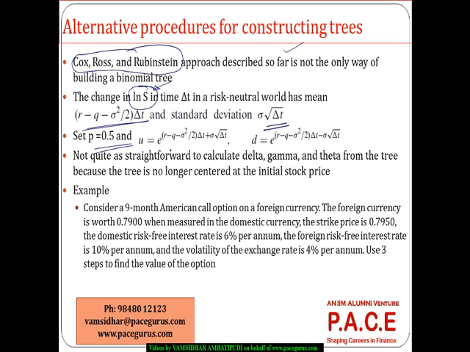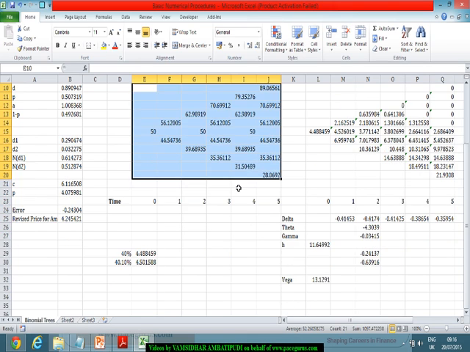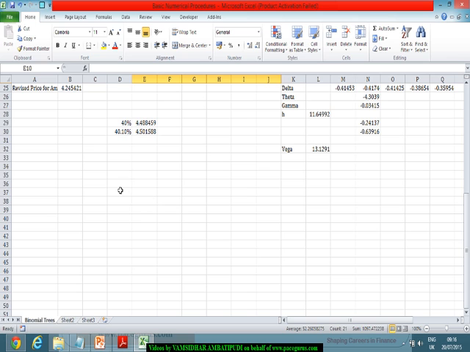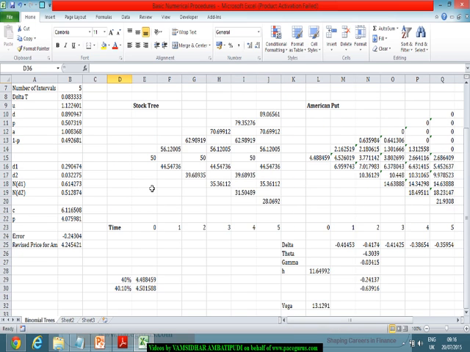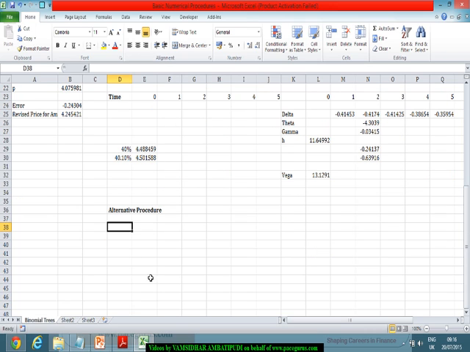So if I have to go with creating a tree of this kind, all I am doing is something of this sort. So probably instead of going and developing the tree like this, an alternative procedure that I want to use, alternative procedure for developing the tree. So we will start with the same stock price itself.